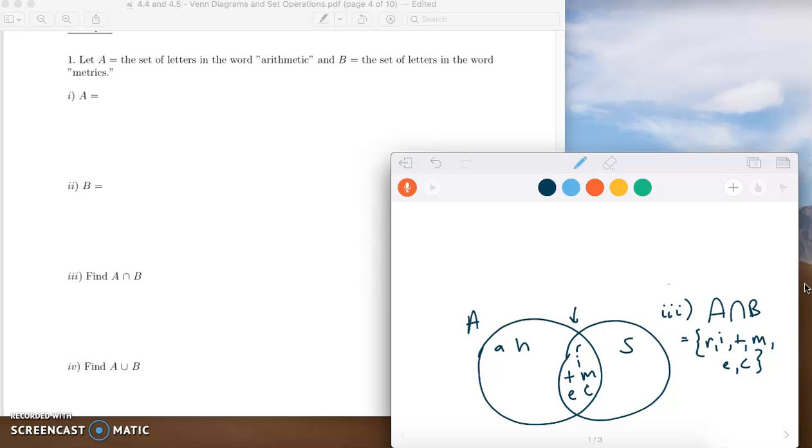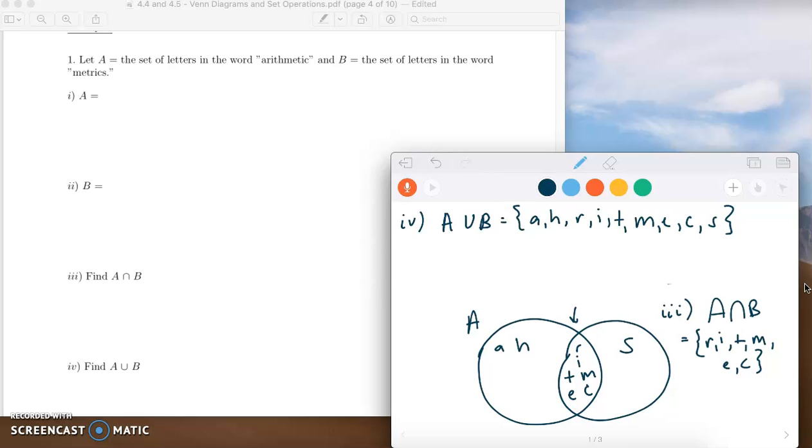So the union is all the letters that are in there, right? So we have A union B is going to equal, and we just basically write all the letters, not duplicated, but all the letters that occur in both. So we have A, H, R, I, T, M, E, C, and S, because we have that S over here in our B set. So again, the union is all the letters that are in both sets.